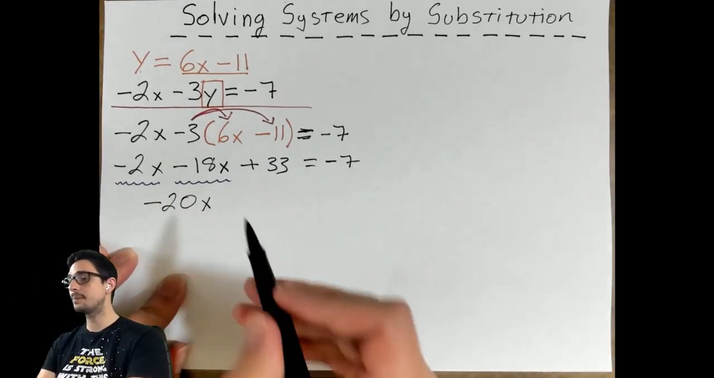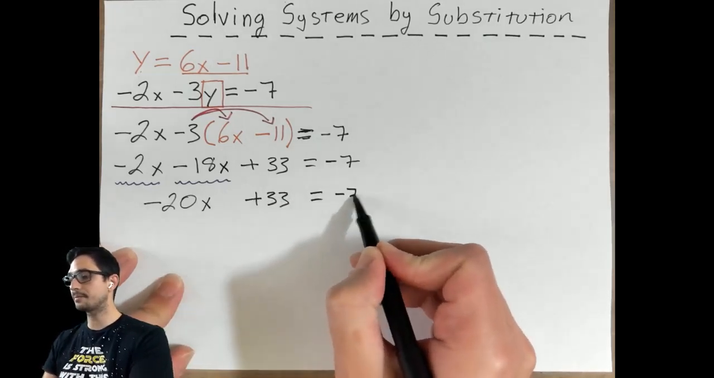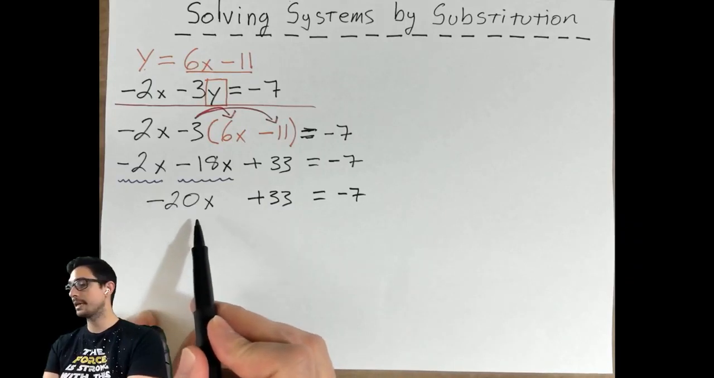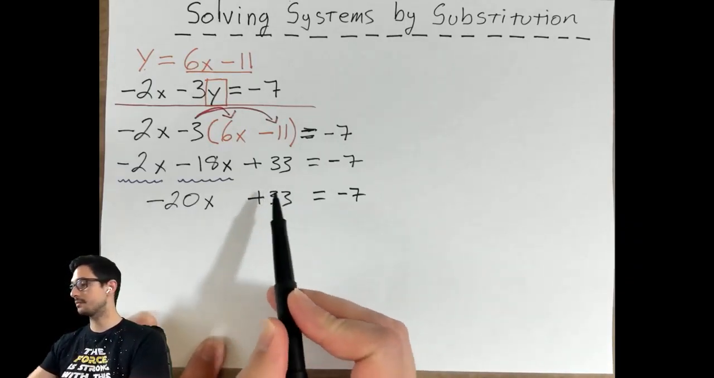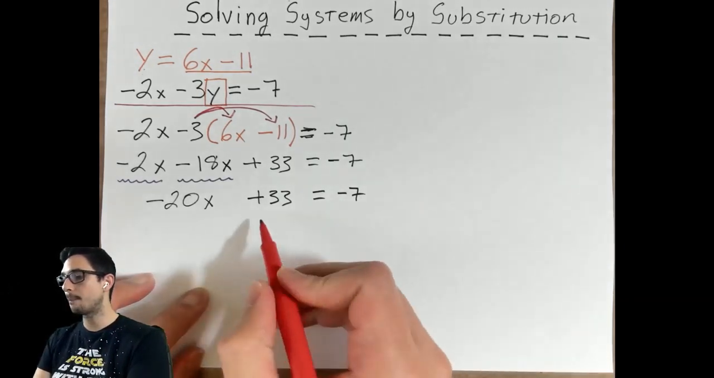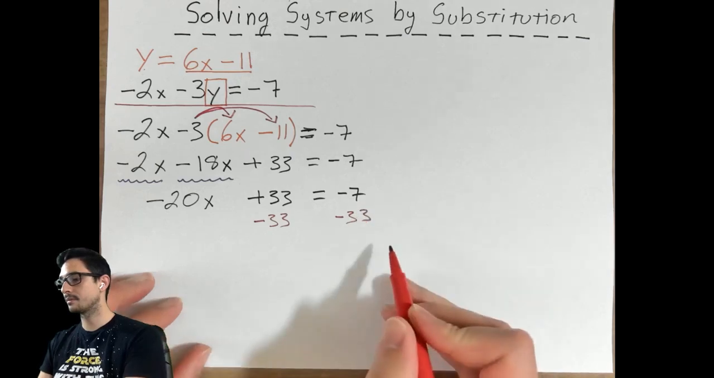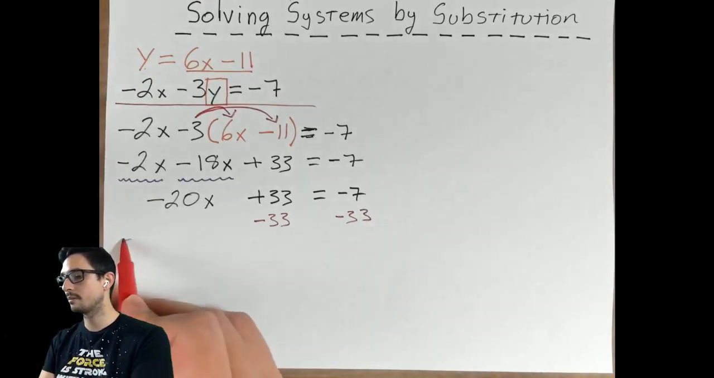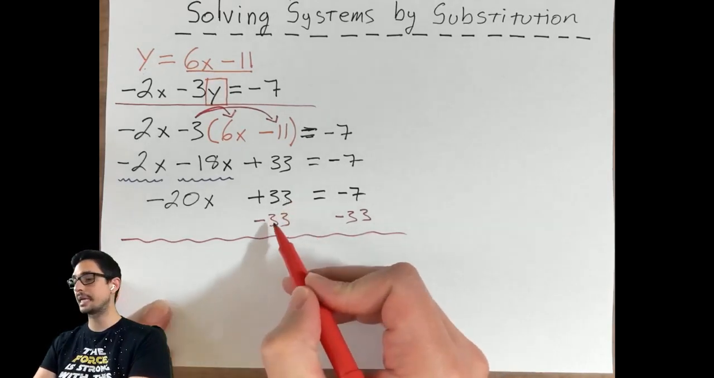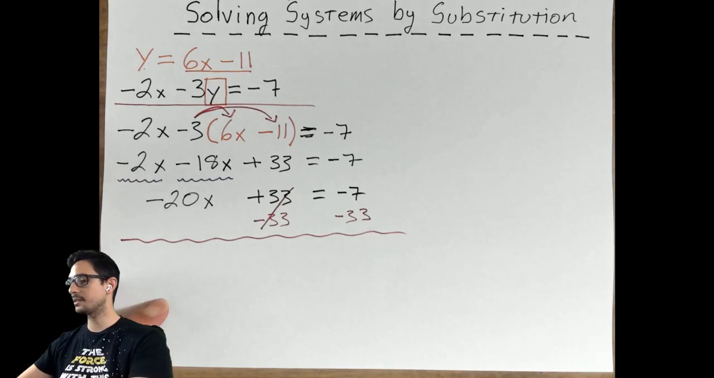All right, still got my positive 33 over here. This still equals a negative 7. All right, there you go. I want to get x by itself. What I want to do is I want to get rid of this positive 33. So I'm going to minus 33 on both sides. There. Okay. These 33s cancel. And then here's what I got left.